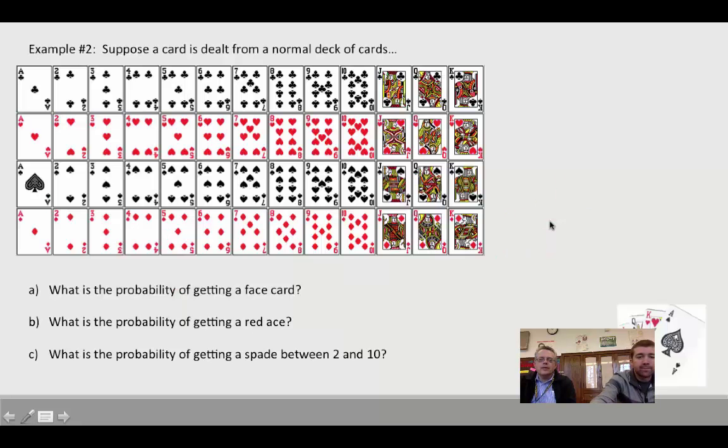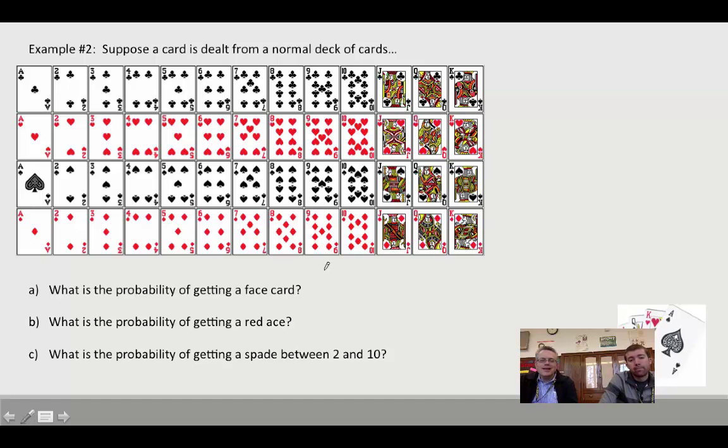Now, if you're not familiar with cards, sometimes people haven't played cards too much. Remember, there are 4 suits. The top row are clubs, the second row are the hearts, third row is spades, and the bottom row is diamonds. Each suit has ace through king. The face cards are the ones with a jack, queen, or king, the ones with a face on them.